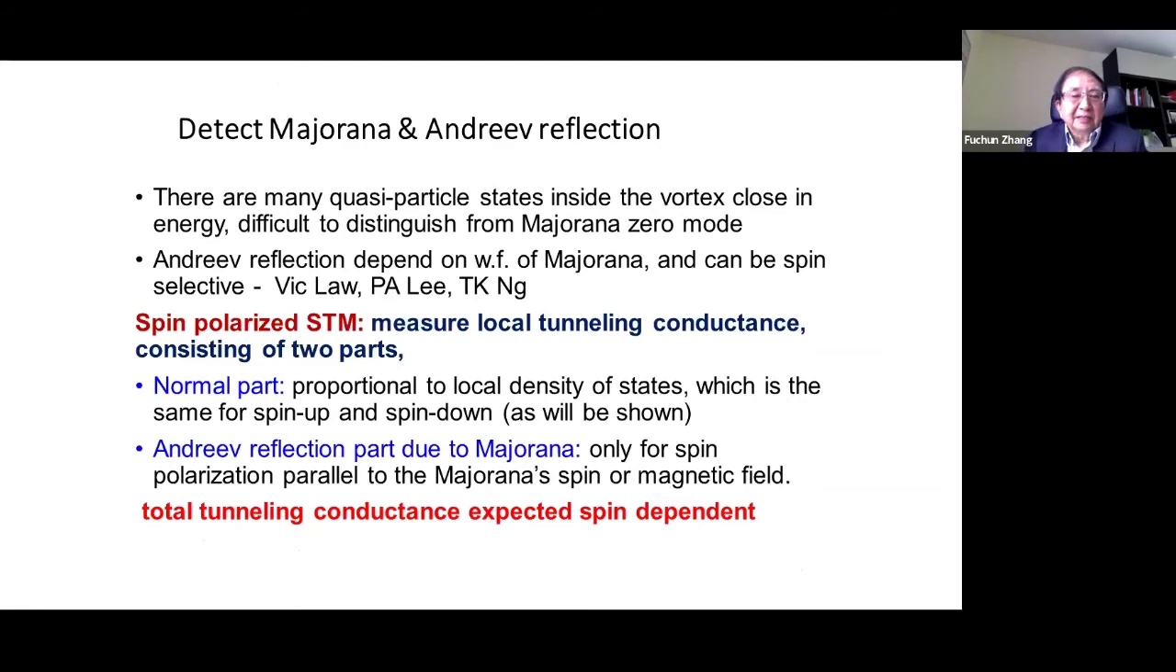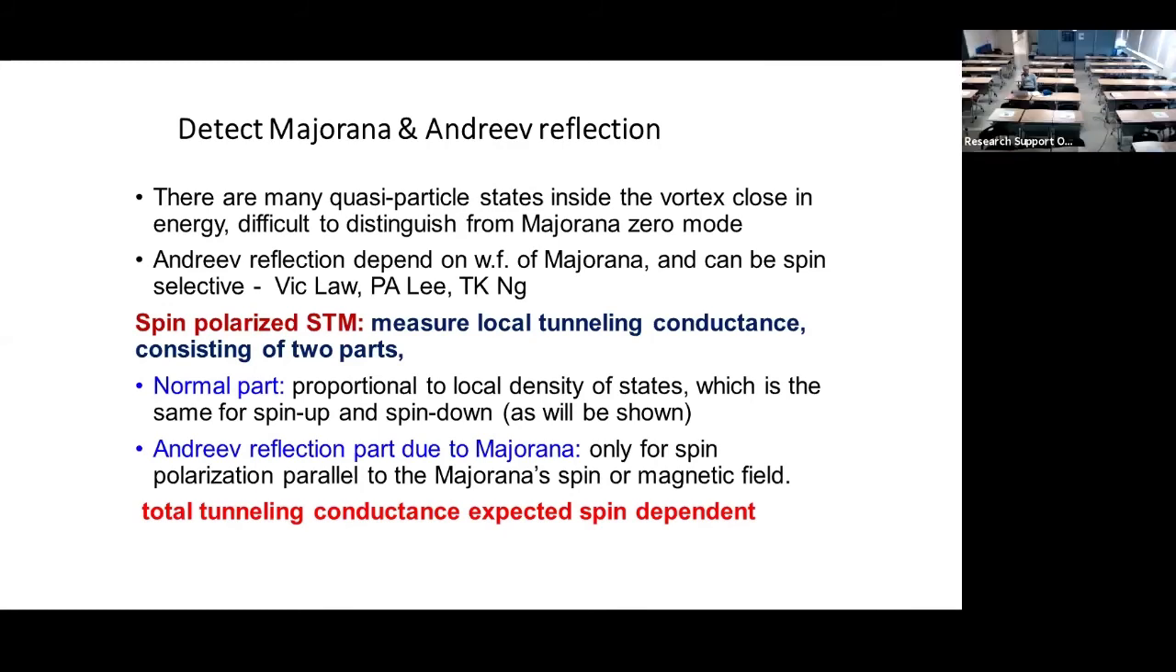Okay, yeah, in these slides, I said the STM measurement measures local tunneling conductance consisting of two parts. One is a normal part that is proportional to the local density of states. That's the usual STM. There's another enriched reflection part due to Majorana. The second part is strongly spin dependent, polarization dependent.